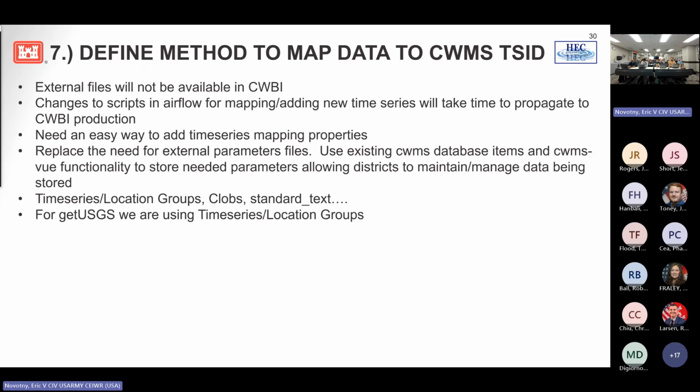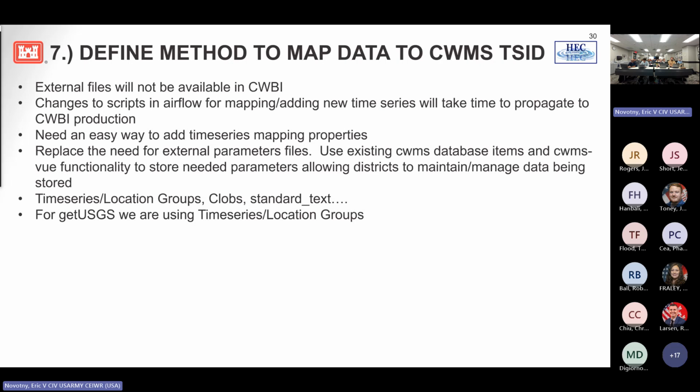But if we can use existing functionality in SWIMS view to do that, or in the database even, it's a lot easier to make the changes. It's not in the code. For get USGS, it's stored in a time series group, and I'll show that in a little bit. So we need to think about a way to map those IDs to a time series ID, rather than in the hard code itself. So there's ways to do that.